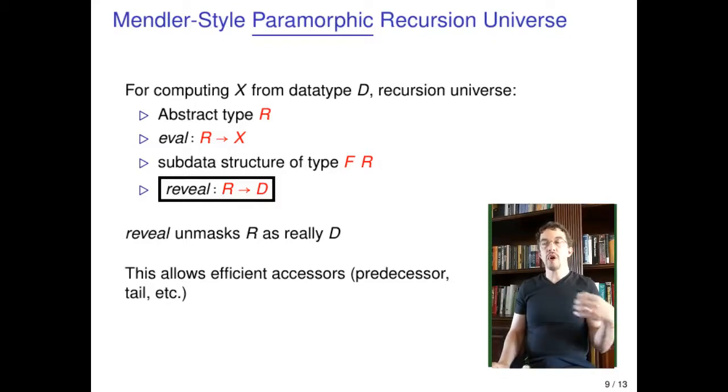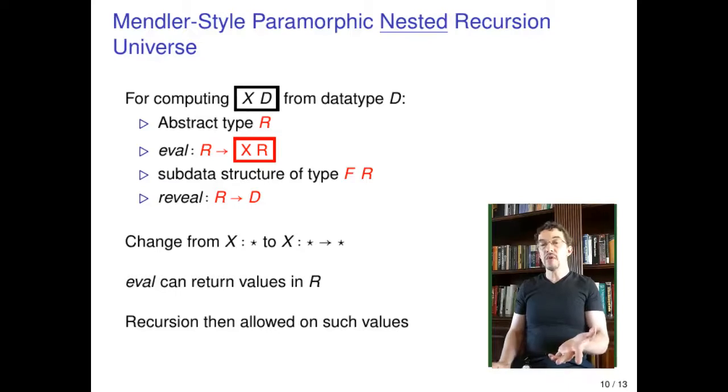But here, you are allowed to sort of leave the recursion universe. You can sort of wormhole out of there if you want to have some data D. And this is really important if you want to write efficient accessor functions like predecessor or tail or something. Now finally, what we need for the Harper's regular expression matcher is support for nested recursion.